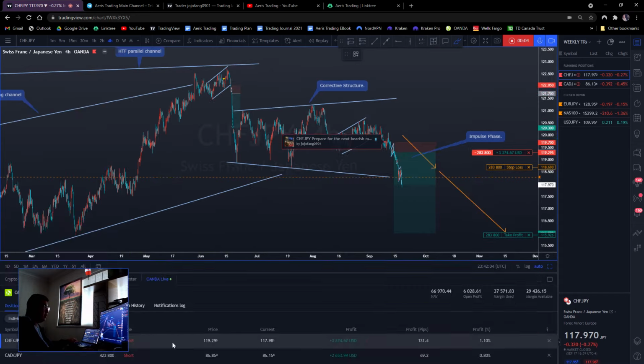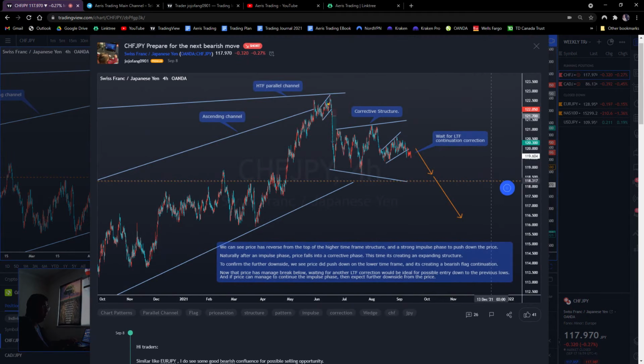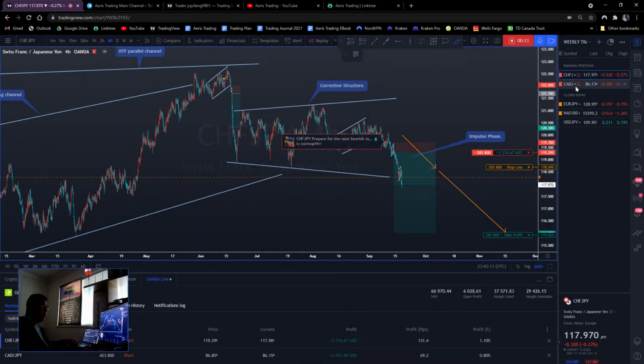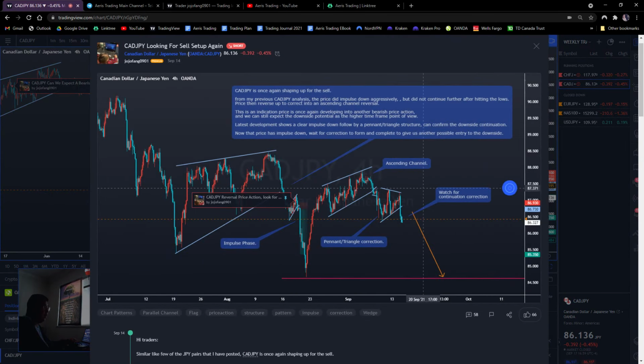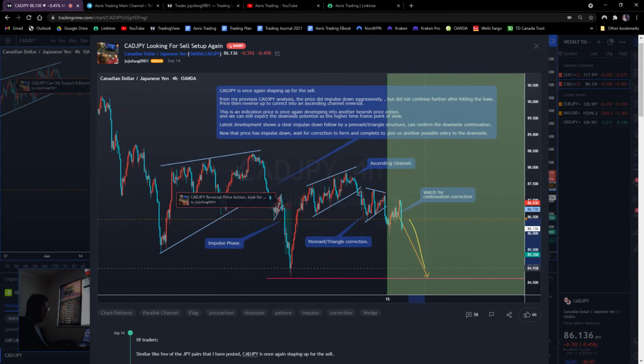Currently, I have two positions running right now, which are Swiss yen and CAD yen. Let's talk about the Swiss yen and CAD yen that are currently running in profit. CAD yen is also a trade that I got in again on Friday, and it looks like it's looking to continue this bearish potential run.